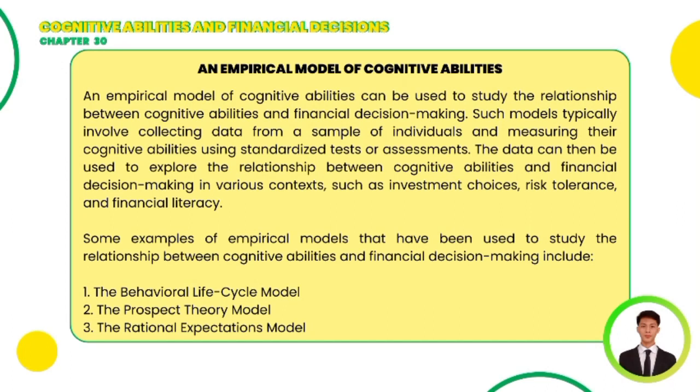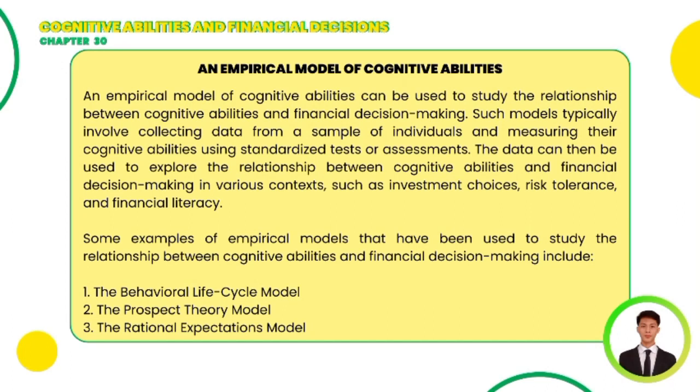Some examples of empirical models that have been used to study the relationship between cognitive abilities and financial decision making include: first is the behavioral life cycle model, which focuses on how cognitive abilities and personality traits evolve over a person's life and how they influence financial decision making. The model suggests that people's financial behavior is influenced by their cognitive and emotional development at different stages of life.